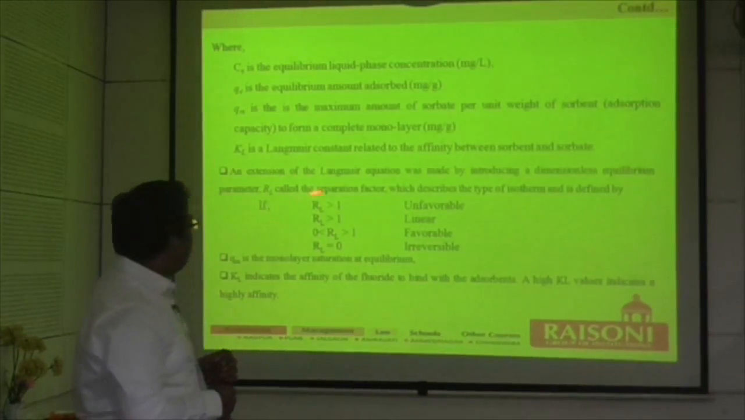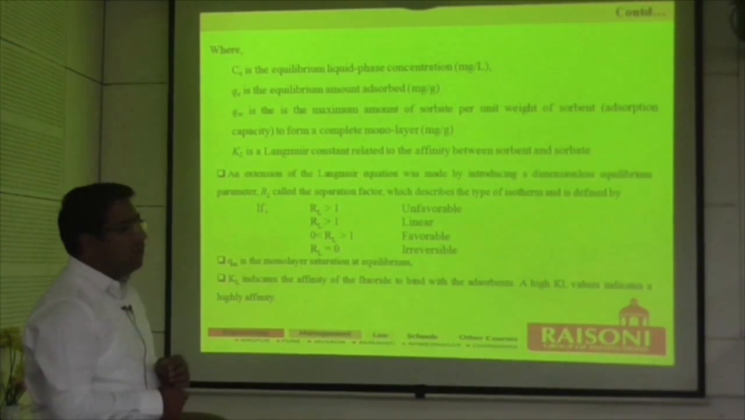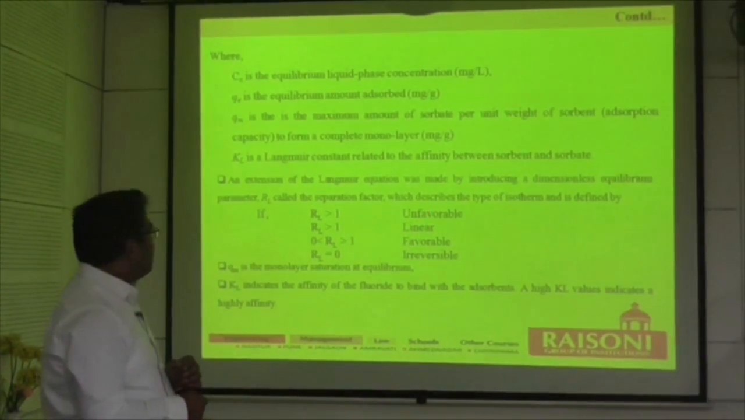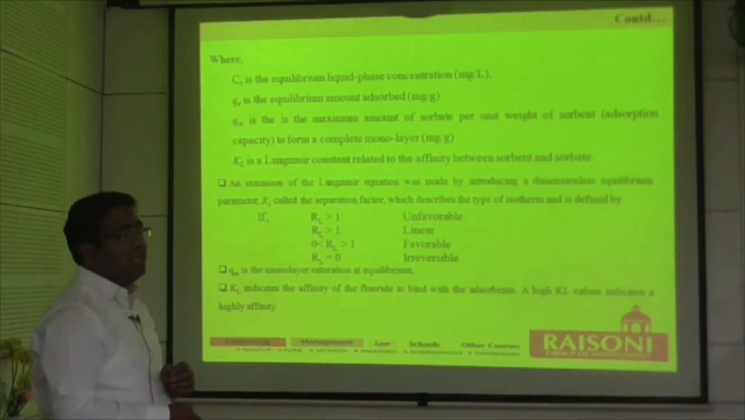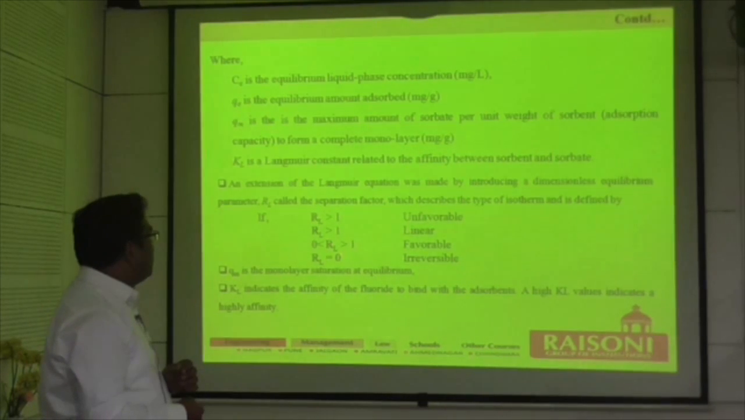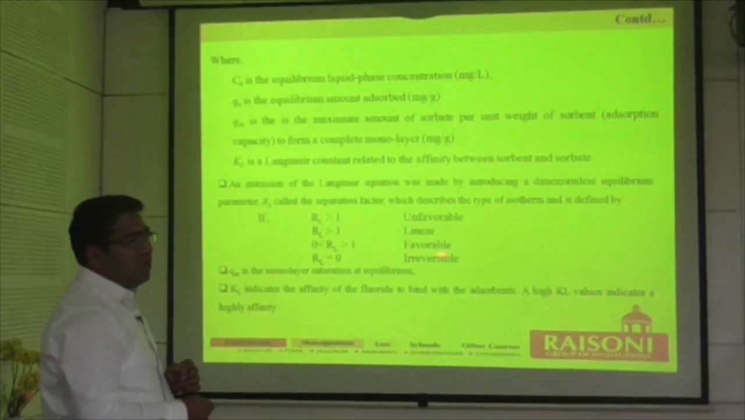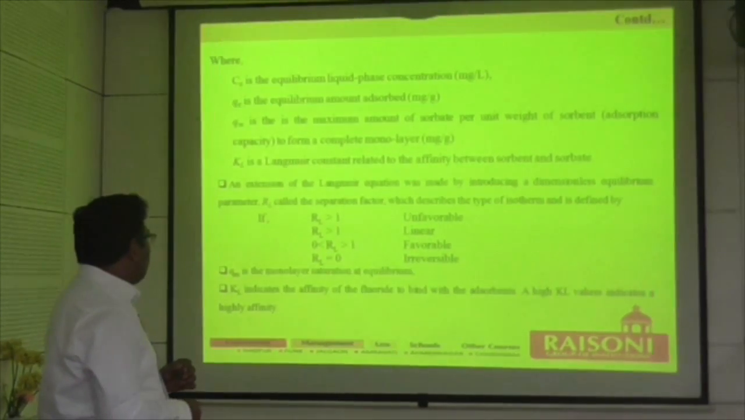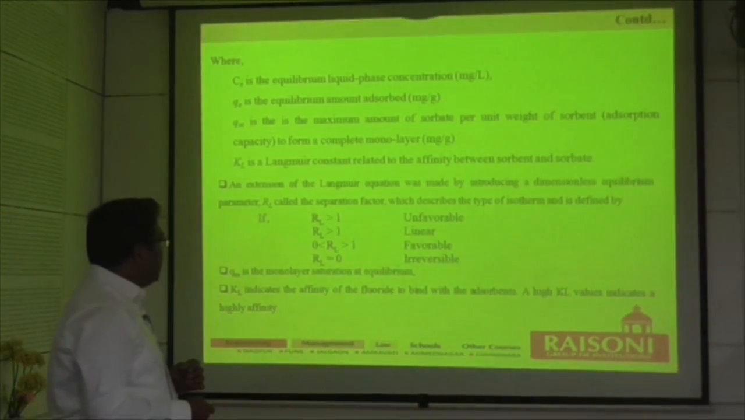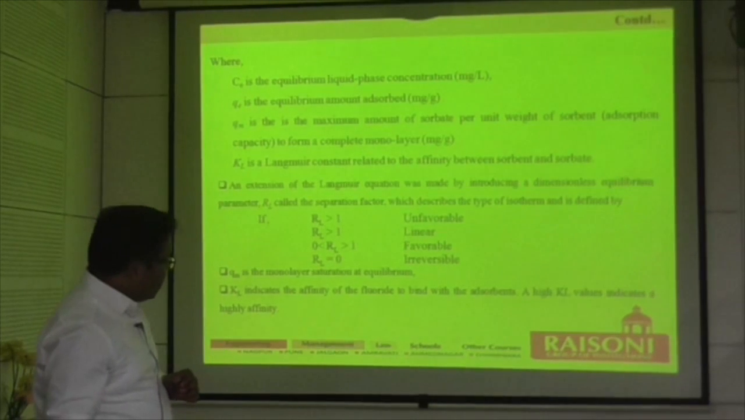Further, an extension of the Langmuir equation was made by introducing a dimensionless equation parameter RL, which is called the separation factor. These are the limits of the separation factor, which show whether it is favorable, linear, unfavorable, or irreversible. In our study, it is coming between 0 and 1, that is, in the favorable condition. QM is the monolayer saturation at equilibrium. KL indicates the affinity of the fluoride to bind with the adsorbent, and a high KL value indicates high affinity.